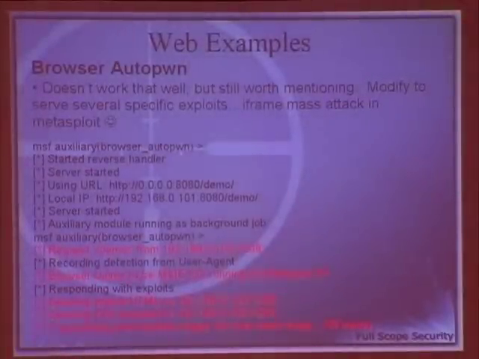Browser Autopwn actually does some smart Java to determine user agents and versions and serve up exploits based on that. And you can actually edit this to be your own iframe attack. You just put what you want. So if you just want the MS09-02 stuff, if you're pretty sure the organization has a good patching policy, you're not going to get an exploit from 2006 to work. So there's really no reason to try to serve that up.